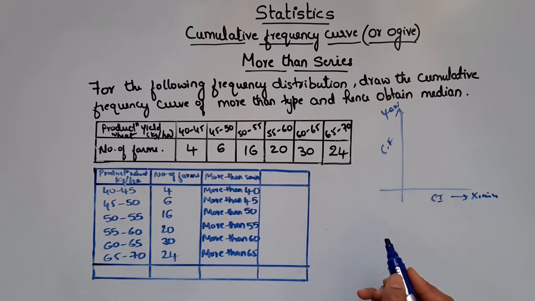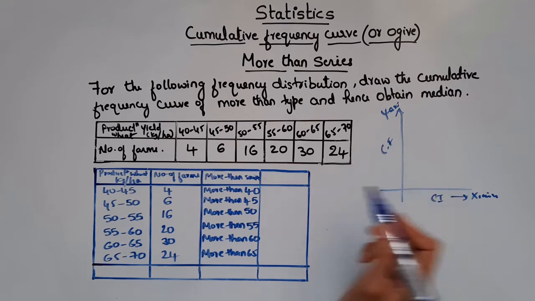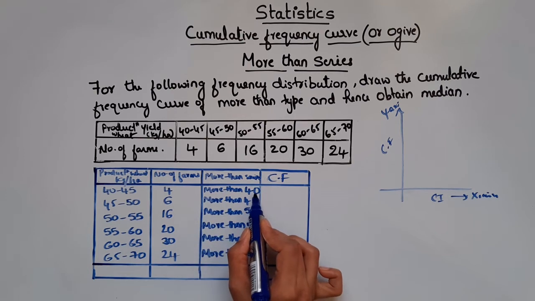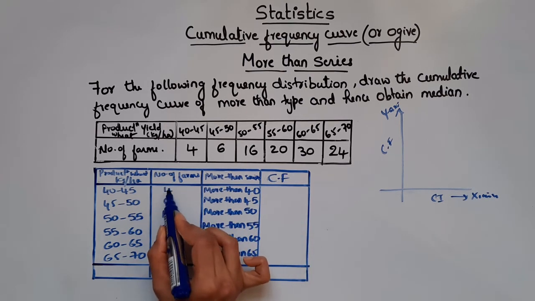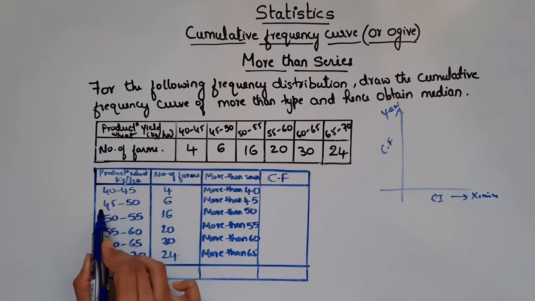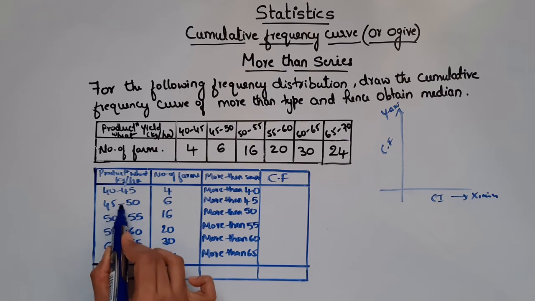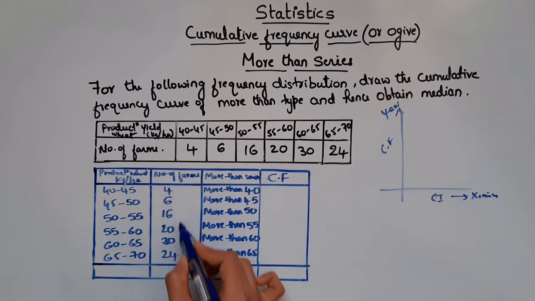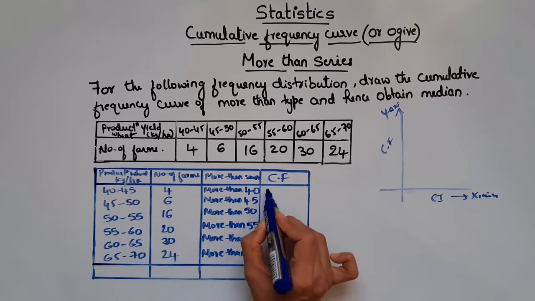Now to draw the cumulative frequency curve, we want CF, right? So let's find CF first. Let's write the cumulative frequency for more than 40, which means how many farms have a production yield of more than 40 kg per hectare. So more than 40 means we have 4. We also have 6, the number of farms whose production yield was 45 to 50, which is also more than 40, right? 16 is also more than 40. 20 is also more than 40. 30 is also more than 40. 24 is also more than 40, which means we have to add all these numbers of farms. So the total is 100.